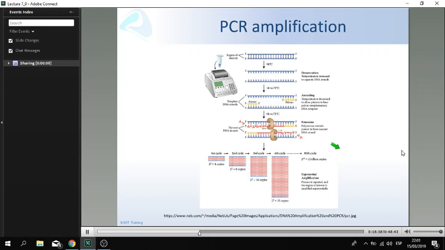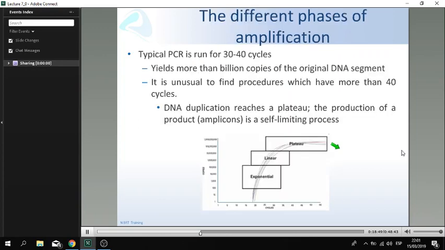So we get quite a lot of DNA from small starting material, and now that DNA can be detected in some way because it's not as small anymore. We have quite a large amount.